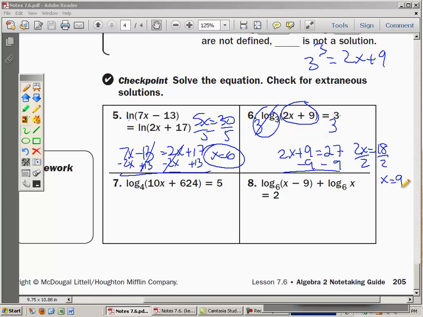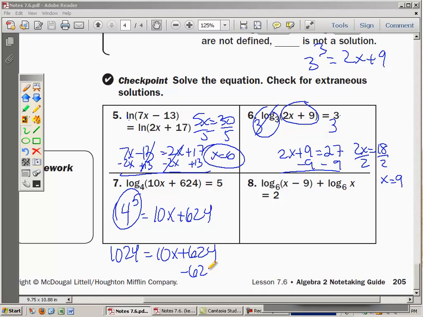Next one's a little trickier. Because this is log base 4, I'm going to use my exponential idea and say this is 4 to the 5th power is equal to 10x plus 624. Now, 4 to the 5th power ends up being 1,024 is equal to 10x plus 624. And when I minus 624 from both sides, I get 10x is equal to 400. And when I divide both sides by 10, I get x equals 40. And once again, when you plug that one in, it will work.